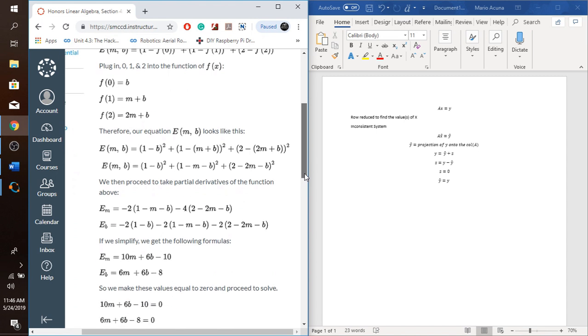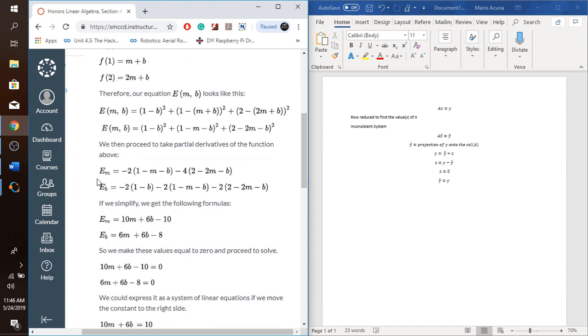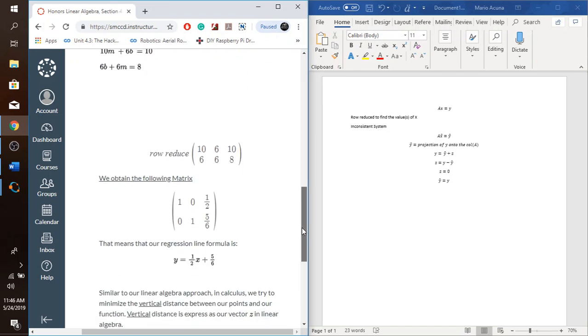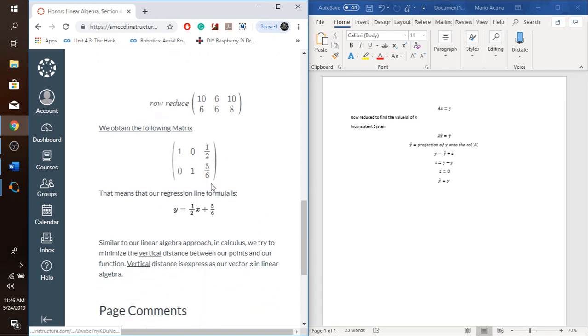And what you do from here is take a partial derivative. The partial derivative in terms of m gives you this. The partial derivative in terms of b gives you this. If we simplify, I get these formulas: 10m plus 10b minus 10 and 6m plus 6b minus 8. And then right here we get a system of equations, which we can solve as in linear algebra just by row reducing. And we get our values, which are 1/2 and 5/6. And if we write a formula, we'll get that beta 1 is 1/2 x and beta 2 is 6/5.